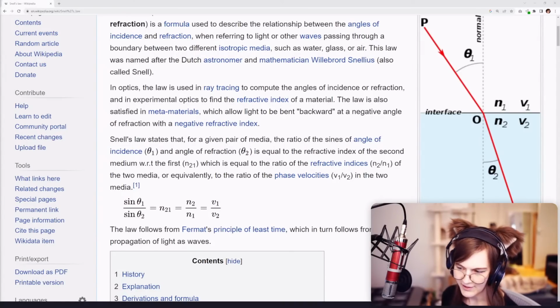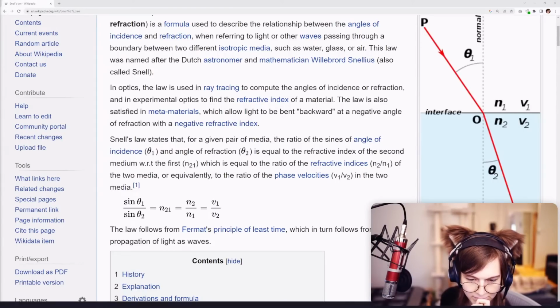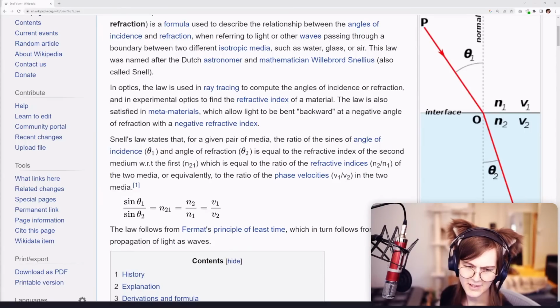Oh, they used imaginary numbers for that? Okay, weird. Oh, that seems really cursed. Why would you do that using complex numbers?